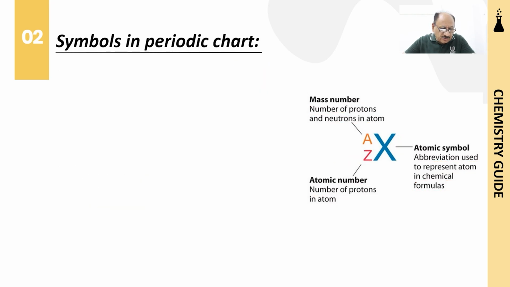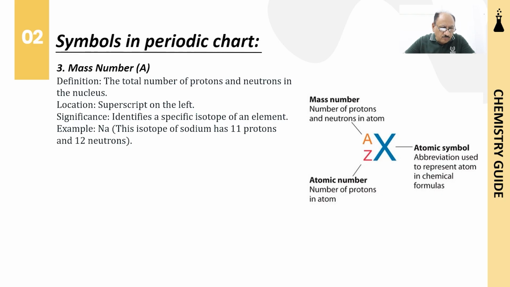Then we can discuss the other, mass number also. Mass number is represented by A, which is containing the number of protons and neutrons inside the nucleus, and this is superscript on the left side. Here we have mass number. So significance is it identifies the specific isotope of an element. Like this isotope of sodium has 11 protons and 12 neutrons also.